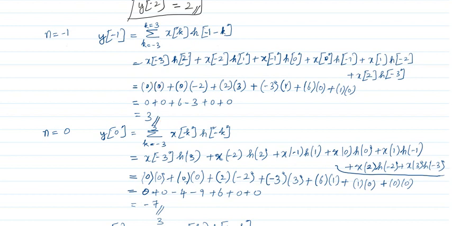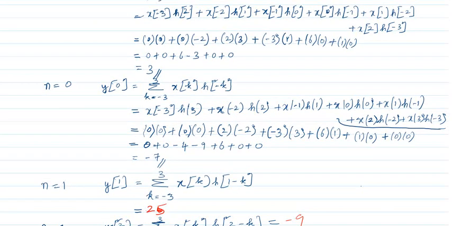Try for y of n equal to 0. N equal to 0 means what happens? N minus k, so n is 0 means minus k. These things you can pause the video and note down the steps, right? You get the answer as minus 7.